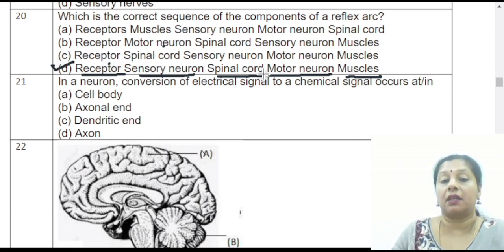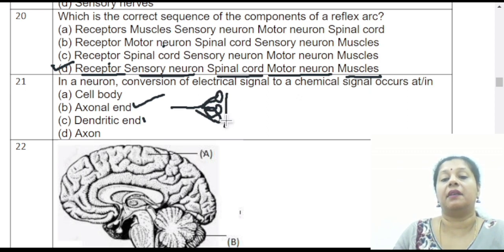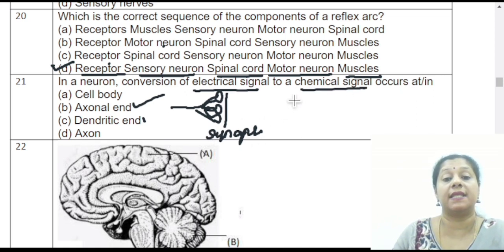This is the reflex arc. In a neuron, conversion of electrical signal to a chemical signal occurs in, so you know that it is at the end of the axon. So when the message is reaching the end, there is a gap here that is called a synapse. So there at the end, the electrical signal will be converted into a chemical signal to cross the synapse.